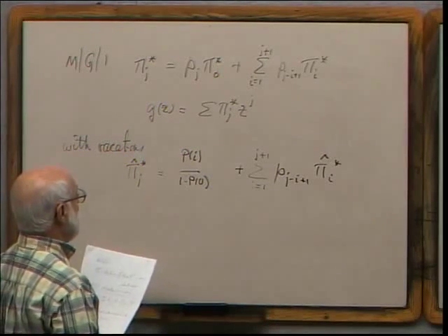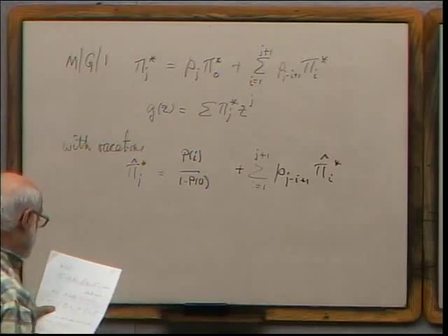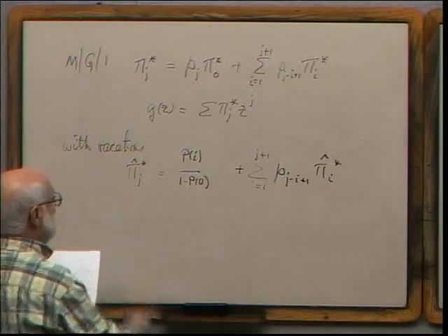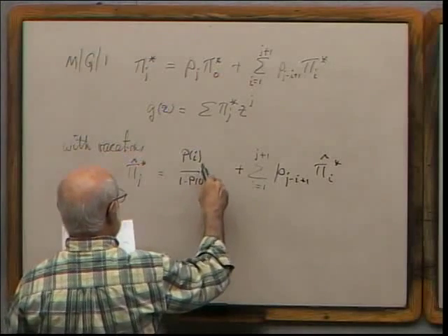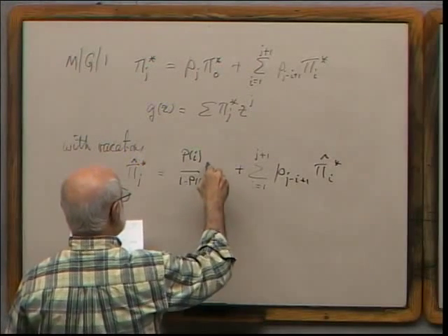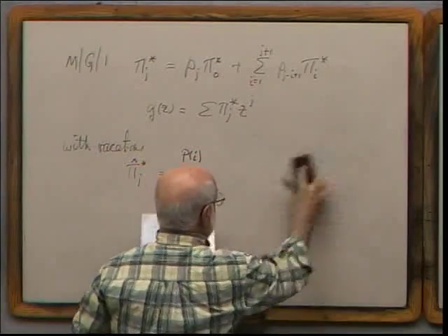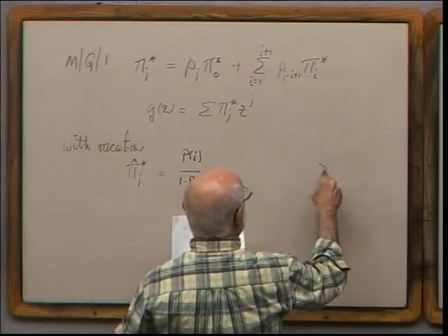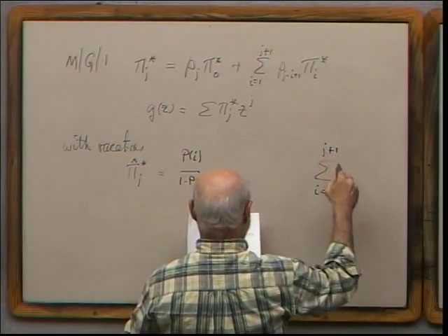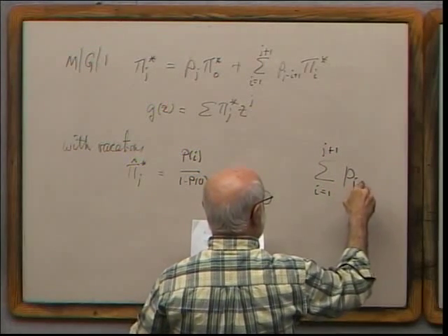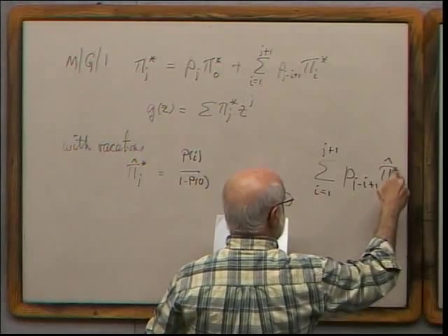And when he serves, the probability that the next guy leaves behind J is the probability that during that service time, exactly J minus I, let's see, I need more room here. Let me write this out so I have more room. This is the sum. I'm just recopying the last term. I runs from 1 to J plus 1, little p, J minus I plus 1, pi hat I star.